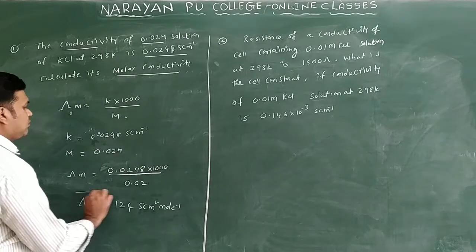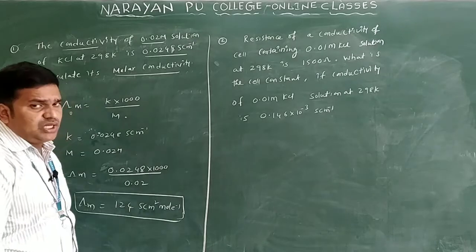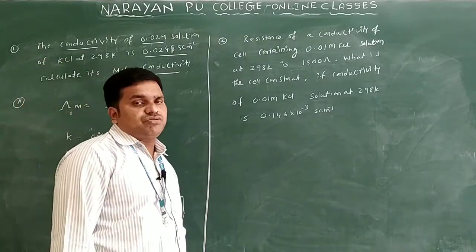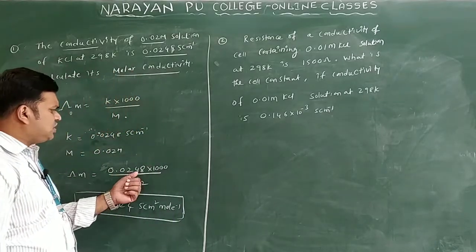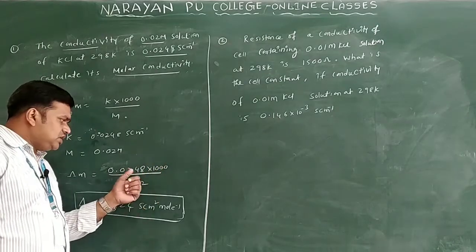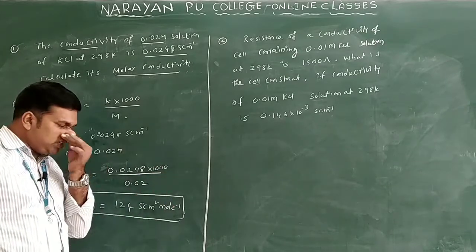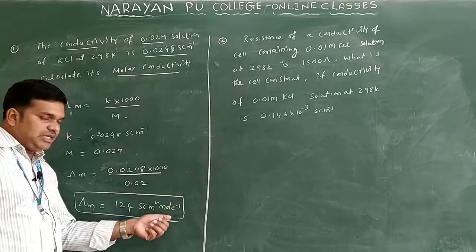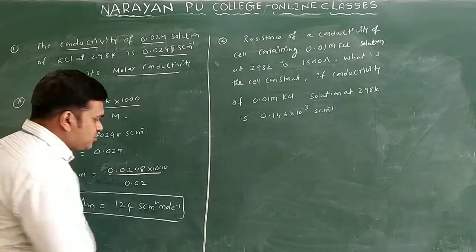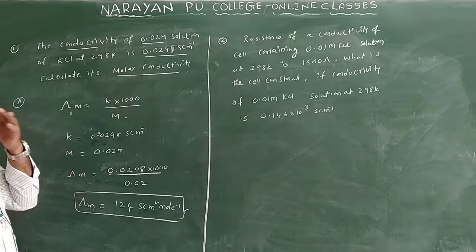This is the value of molar conductivity. You already know the units of molar conductivity: Siemens centimeter square mole inverse. Here, Siemens centimeter inverse is the unit of K, centimeter cube per liter, and mole per liter. The liters cancel in numerator and denominator, then you will get centimeter square, and here you will get mole inverse. We already discussed the units. So this is the molar conductivity for the given solution.